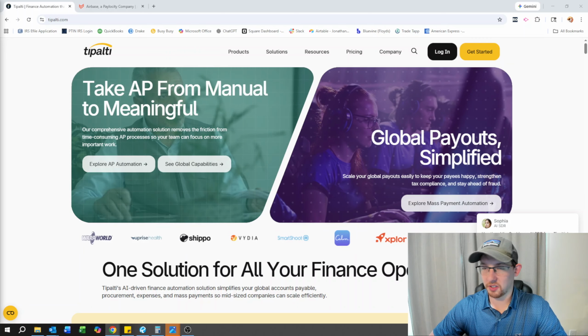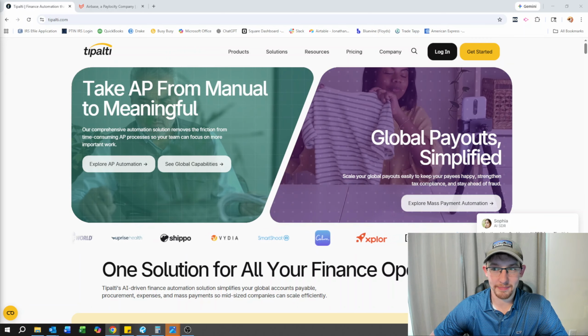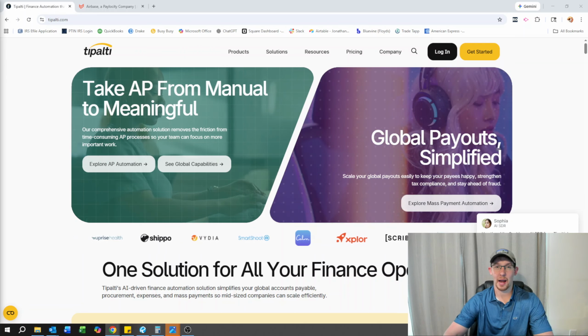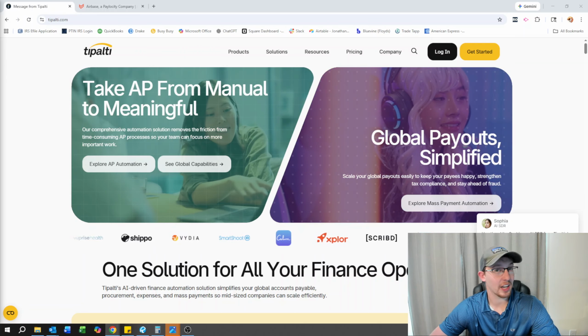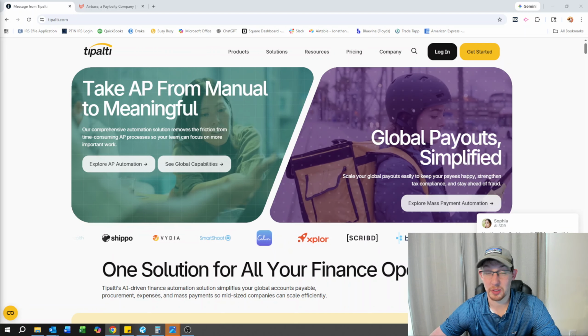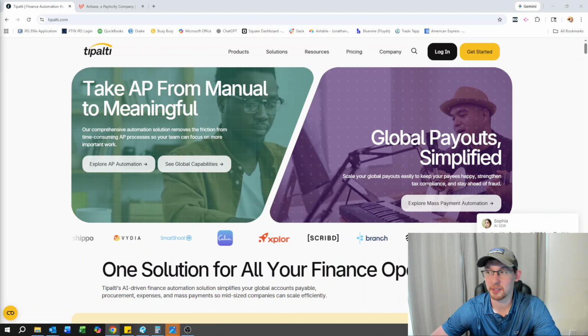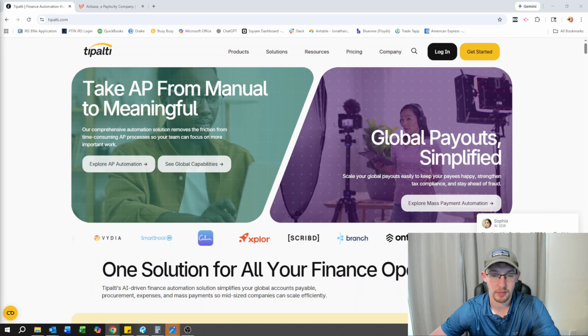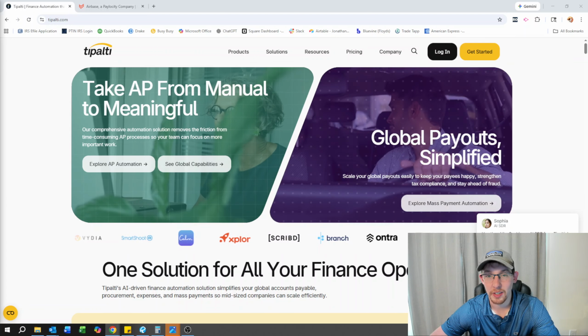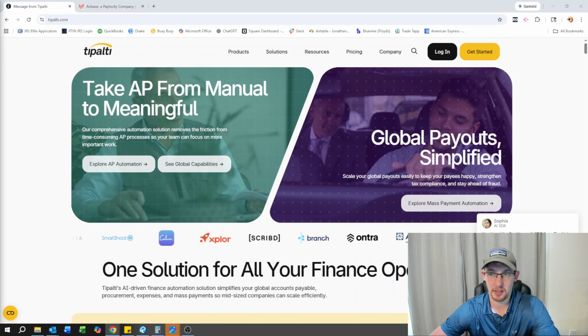So if this is such a great platform, why doesn't everyone use it? Well, with great power comes great cost. You thought I was going to say with great power comes great responsibility. That's true too, but no, it is an expensive platform. So it's really, really expensive. It's not designed for small businesses with 10 employees. And so it's out of reach for most folks.